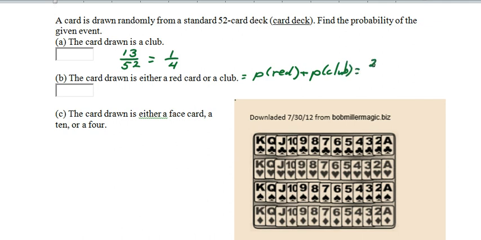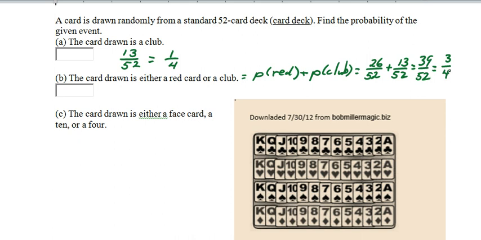So we'd have 26 out of 52 plus 13 out of 52, which is 39 out of 52, or 3/4 would be. So 0.75, 75% probability that the card is either red or a club.